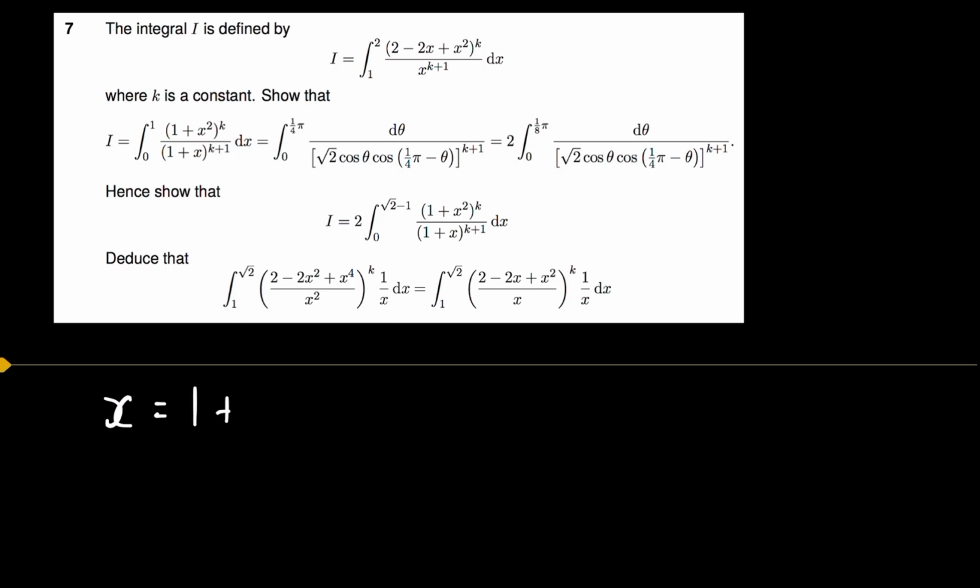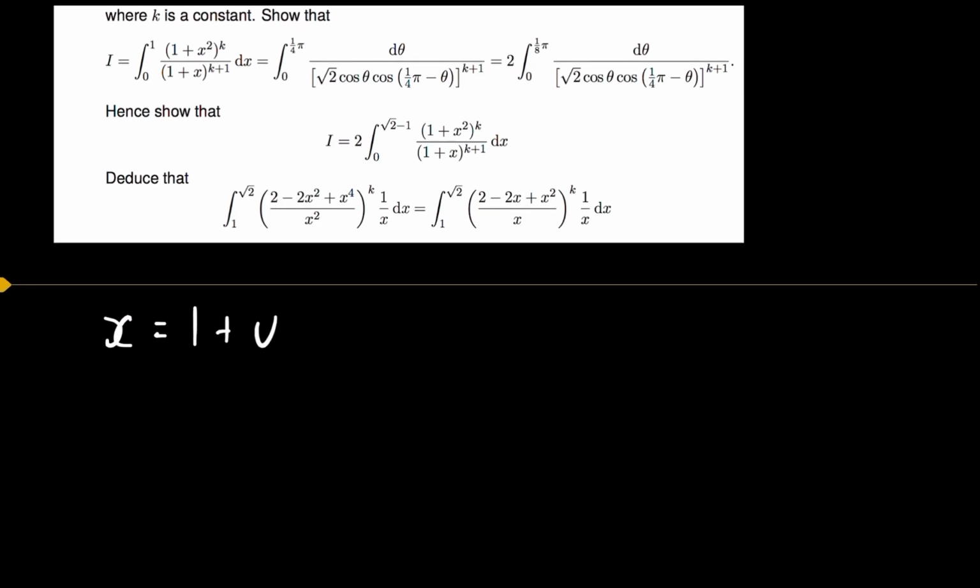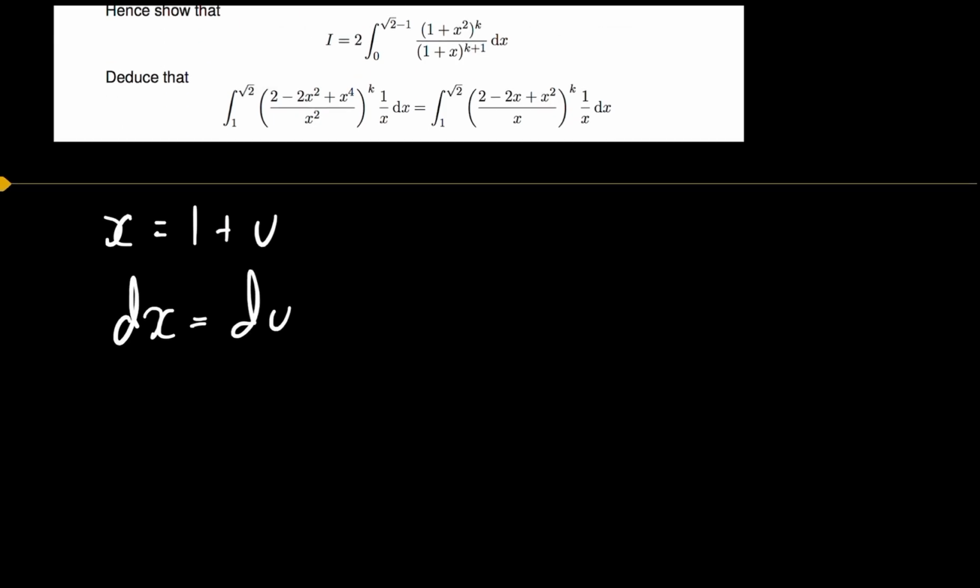So starting off, we're asked to show that I is equal to this integral on the left. And throughout the question, looking at the limits is often going to be a good way to signpost what your next step is. And immediately starting off, since we're being asked to turn our limits from 1 to 2 into 0 to 1, we can safely assume x equals 1 plus u would be a decent substitution to start off with. And this will give us dx equals du.